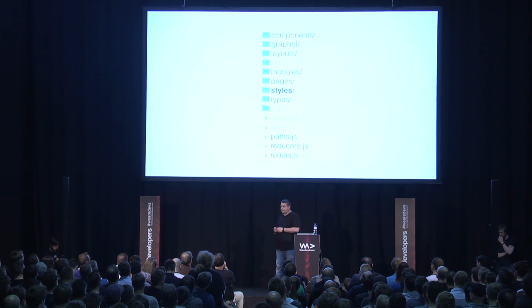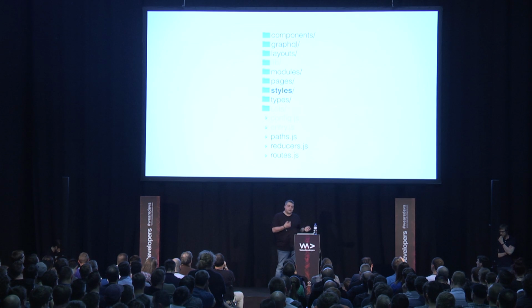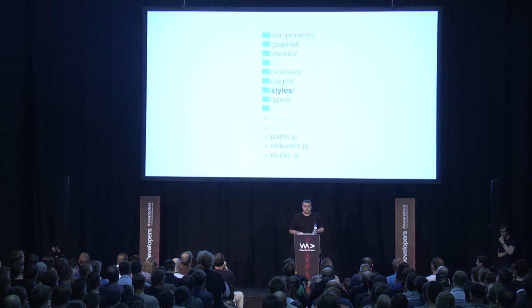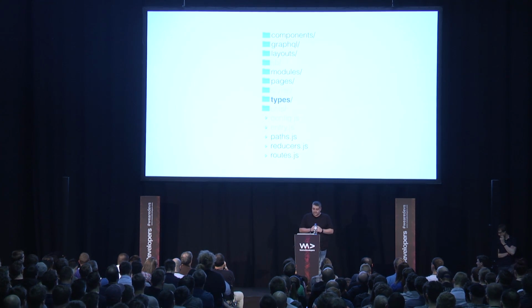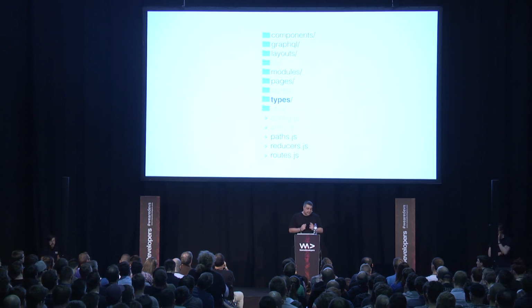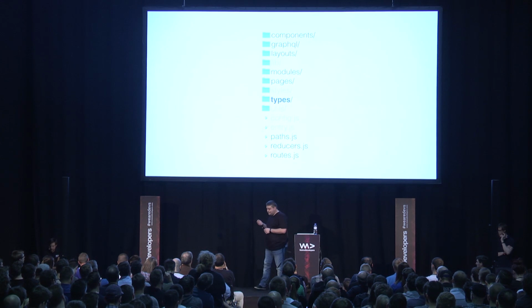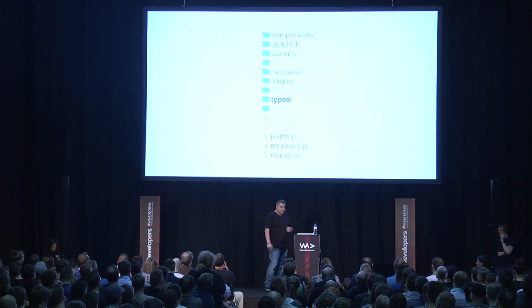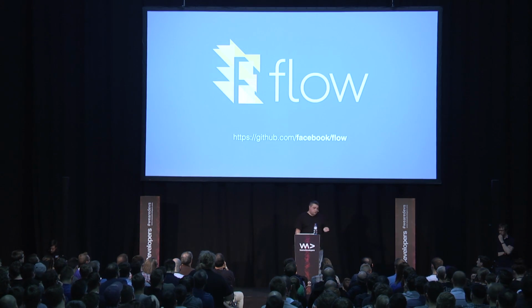Styles contains our basic CSS variables, our base style sheet, some CSS functions. And now we go to types. This is a bit like types in JavaScript. So this is the first interesting folder we actually have. So we use something which is called Flow.